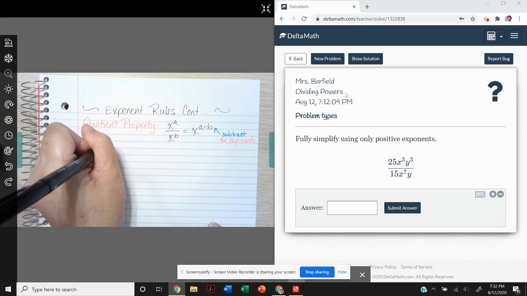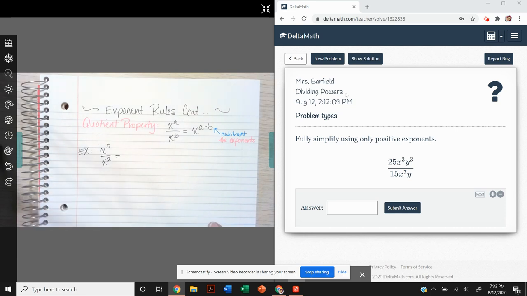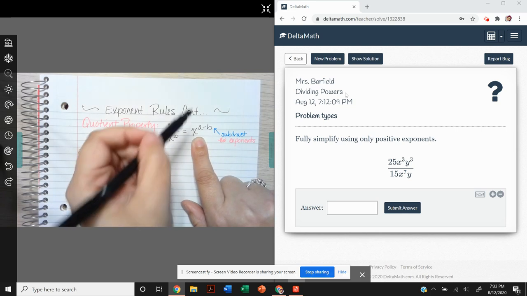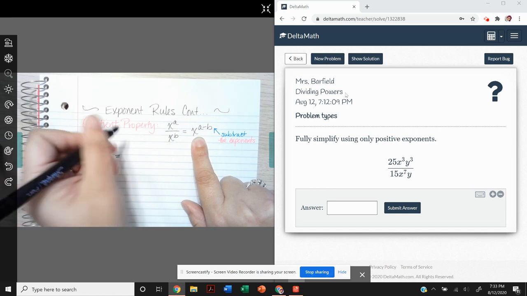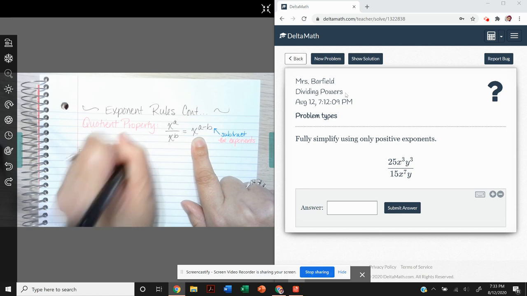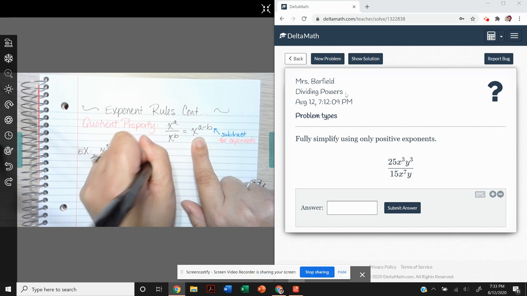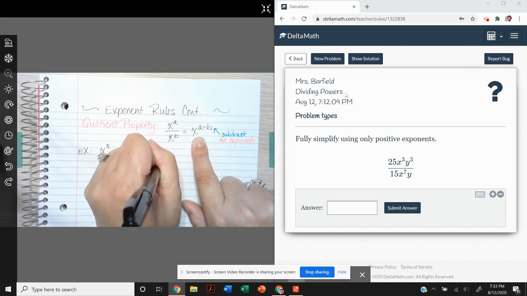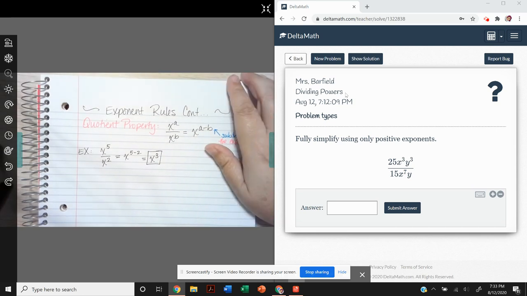If I have x to the 5th over x squared, there's my example. The rule says that I can do a minus b, which means I take the exponent located in the numerator and subtract the exponent in the denominator. So that is x to the 5 minus 2, which is equal to x to the 3rd. So there's my final answer. Now, if you remember from yesterday, I explained why that works.